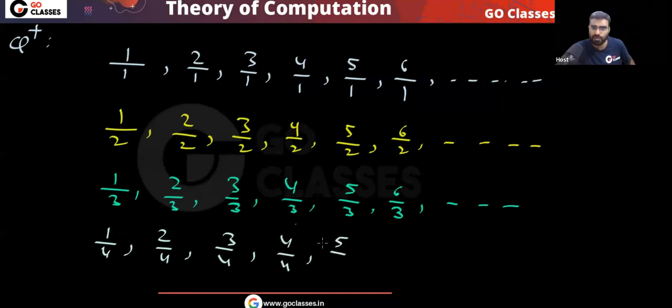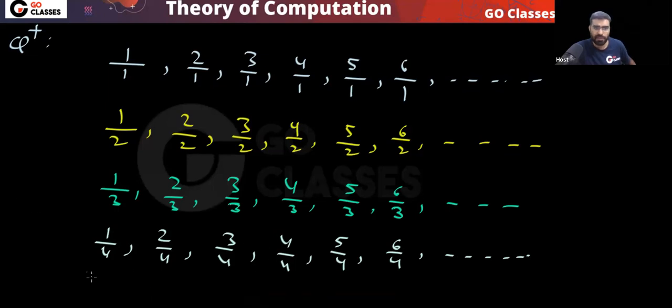Like this, how many rows will be there? Tell me. There will be an infinite number of rows. Denominator 5, denominator 6, denominator 7, denominator 8. Yes or no?